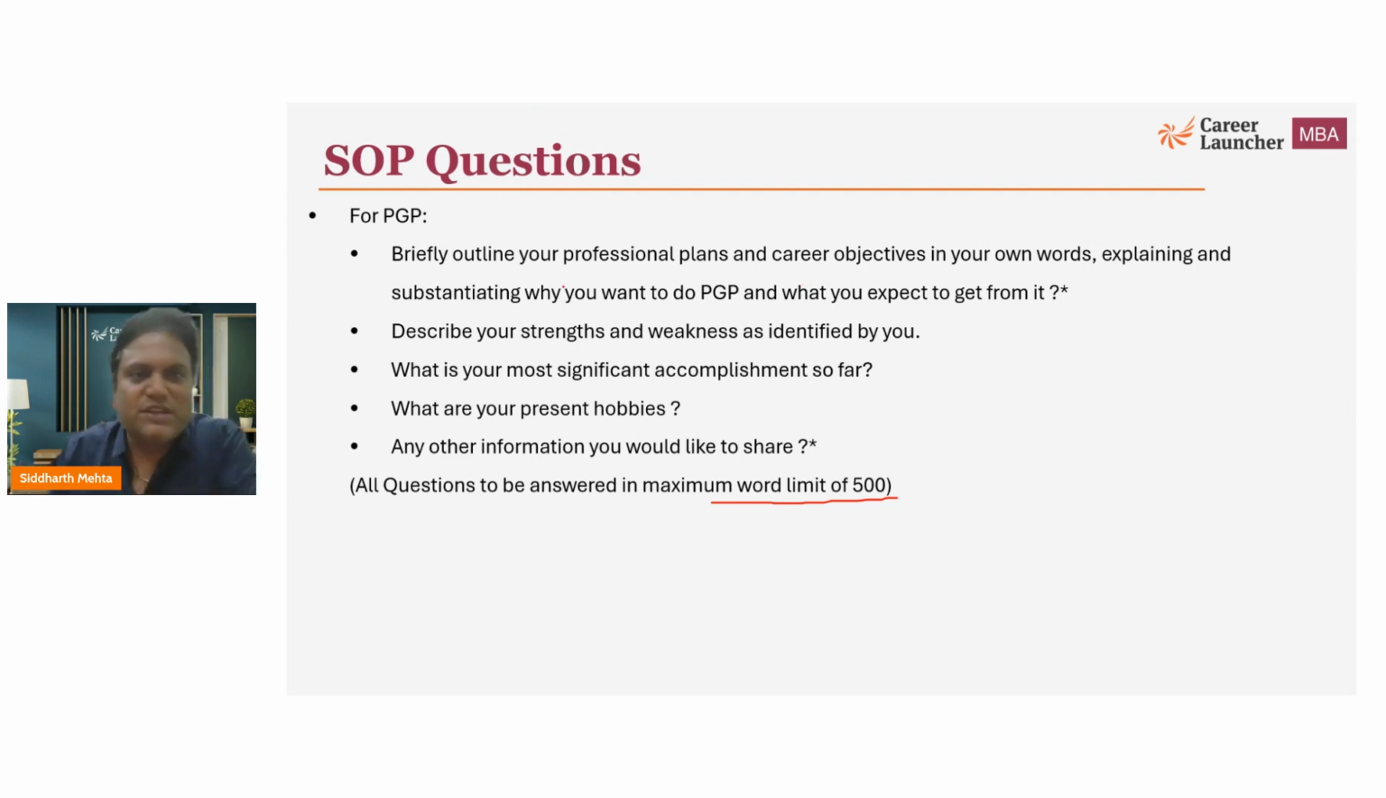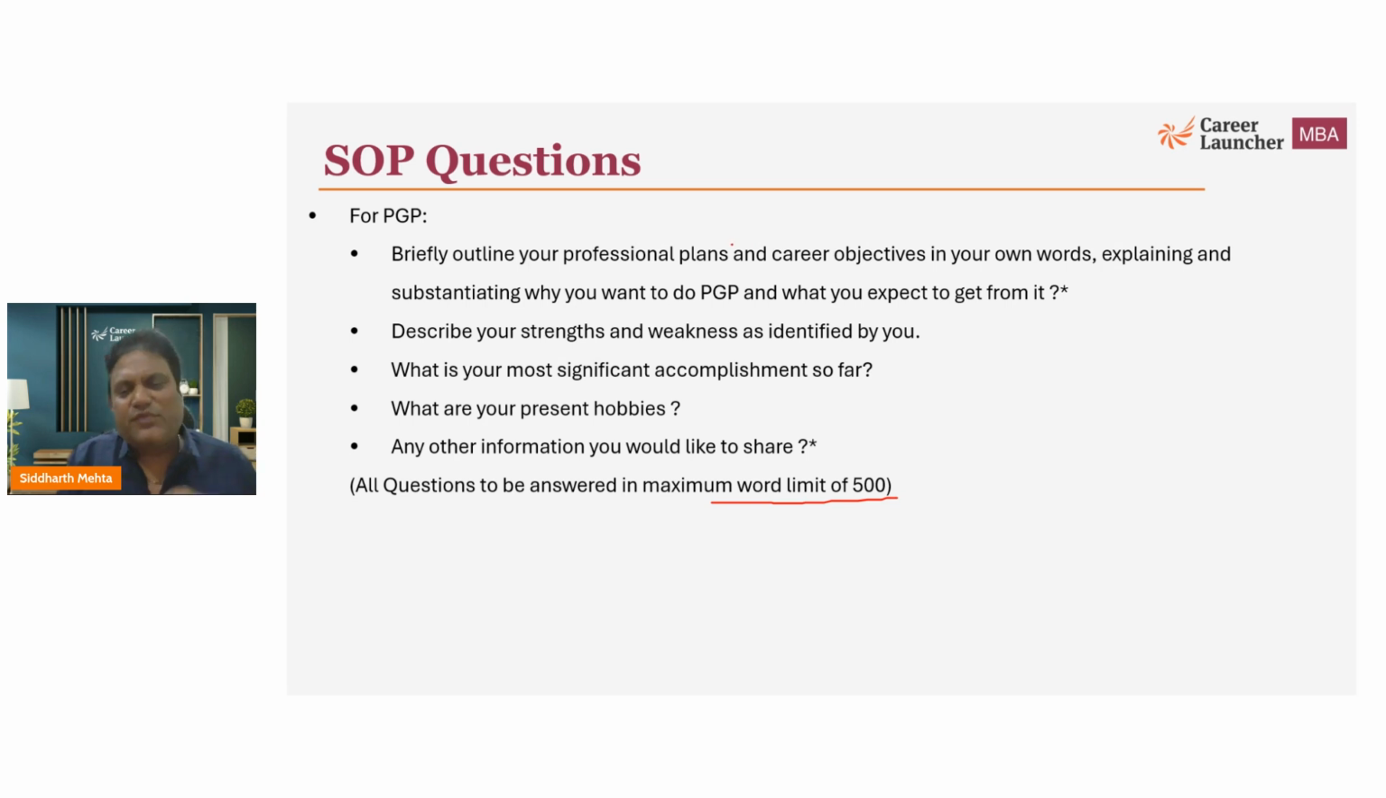Let us look at the first question first. Briefly outline your professional plans and career objectives in your own words, explaining and substantiating why you want to do PGP and what you expect to get from it. Now, beautiful. So this is a standard SOP. When we say statement of purpose, this is the thing that they wish to see.